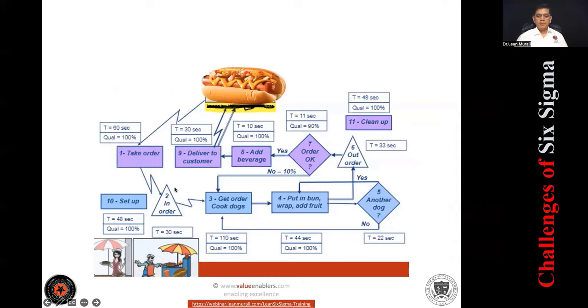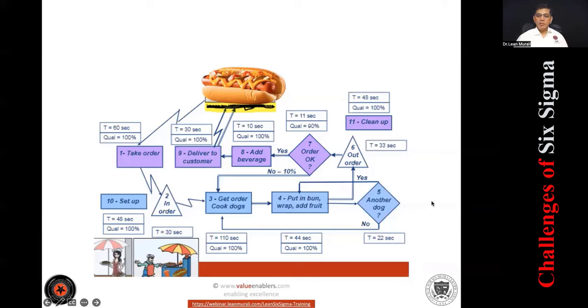Take the order. Second, the order is in, the inventory of the order. The third one is get the order. The fourth one is put the bun. Look at the way that is mapped, okay? And then the fifth one is, if he needs another hot dog, do it again. The sixth one is put the order out. Is the order okay? Then add beverage along with that, deliver to the customer. Then again set up and clean.